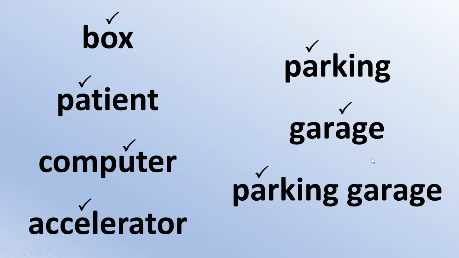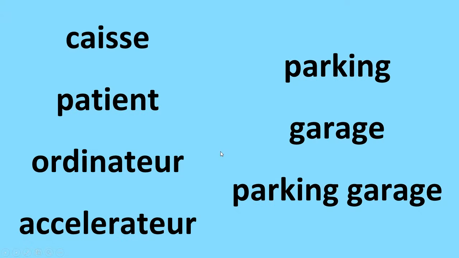In French, things are much simpler. Take the same words and translate them to French, you get the following: caisse, patient, ordinateur, accélérateur, parking, garage. And they don't actually combine the two in French, but if you were to combine the two in French, it would be parking garage, completely flat.